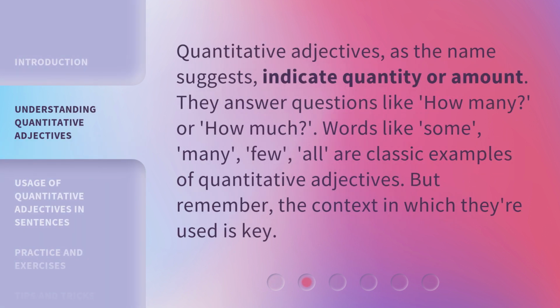Quantitative adjectives, as the name suggests, indicate quantity or amount. They answer questions like, how many, or how much. Words like some, many, few, all, are classic examples of quantitative adjectives. But remember, the context in which they're used is key.